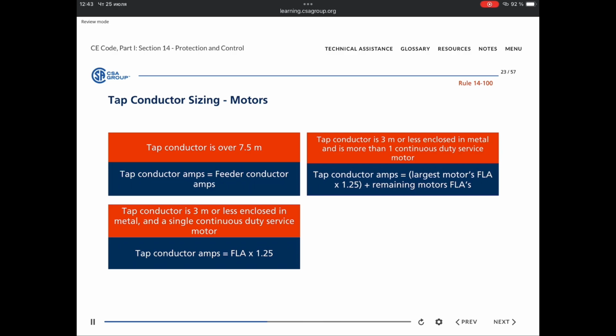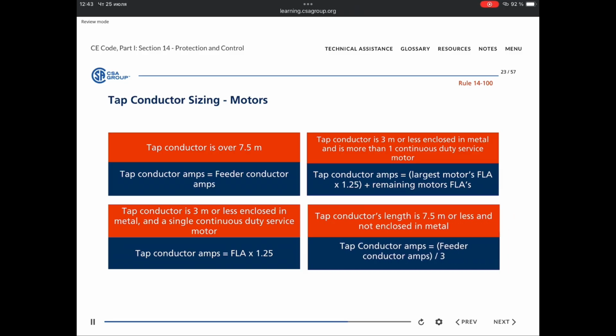If a tap conductor is 3 meters or less, enclosed in metal and has more than one continuous duty service motor, then the tap conductor amps is equal to the largest motor's FLA times 1.25 plus the remaining motors' FLAs. Lastly, if the tap conductor's length is 7.5 meters or less and not enclosed in metal, the tap conductor amps is equal to the feeder conductor amps divided by 3.